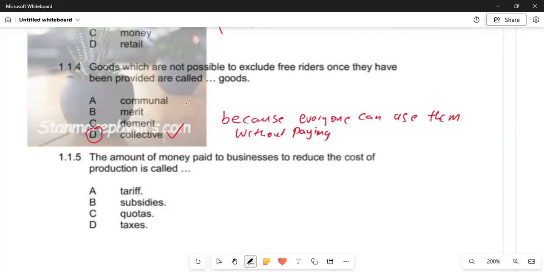So that is the reason why it is called what? Collective goods. Because everyone can use them without paying, like national defense or street lighting. Everyone can use it without paying. That is why it's called collective goods. Now let us move on.